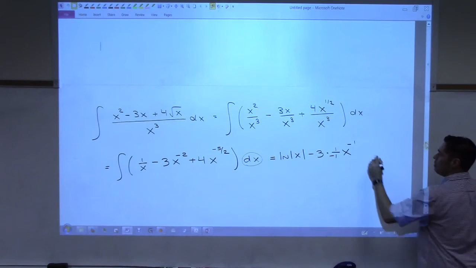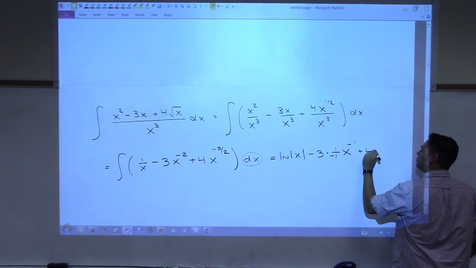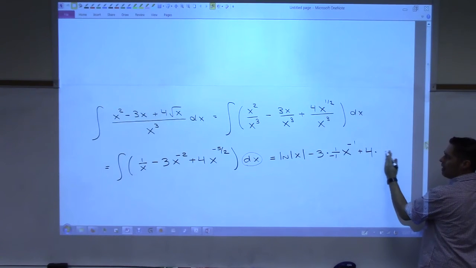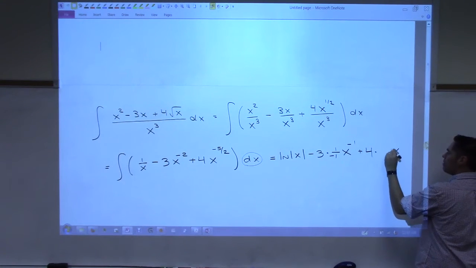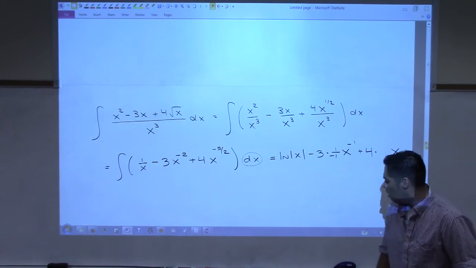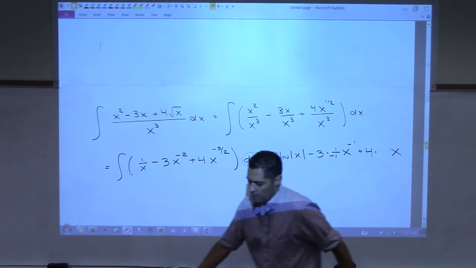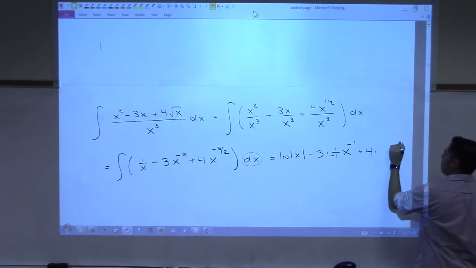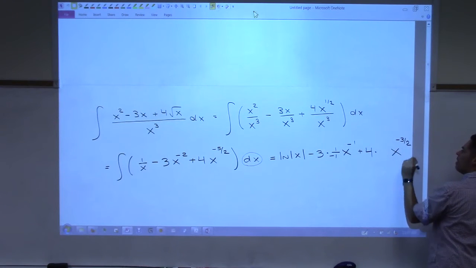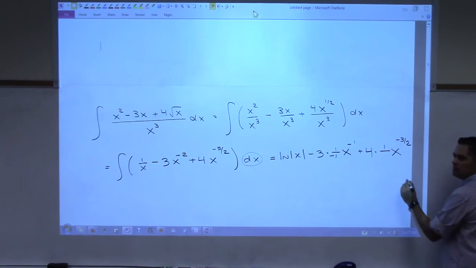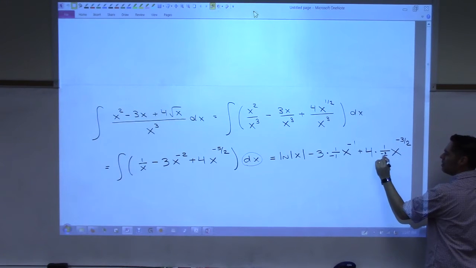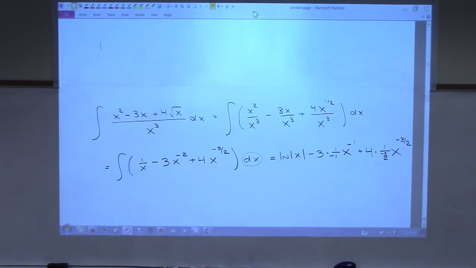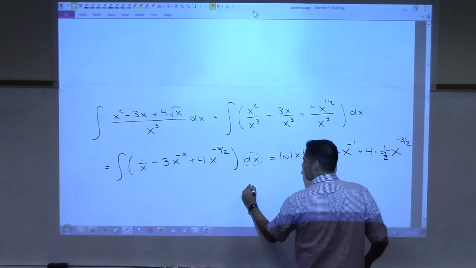All right, next one's a little bit trickier. We have plus 4 times, again leaving myself some space here, x, and then I need to add 1 to negative 5 halves. Negative 3 halves. So I'm going to put negative 3 halves here. And then out here, 1 over negative 3 halves, which is really going to turn into negative 2/3. But I just want to stress, it's 1 over a fraction, it's going to flip up. But I'm going to have to rewrite this anyway.